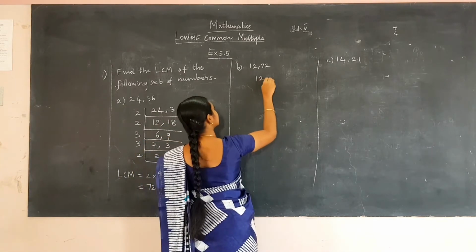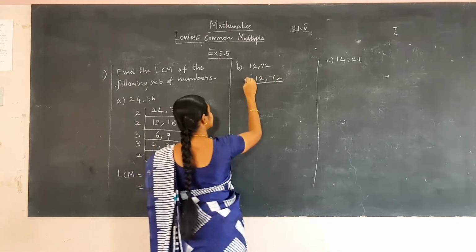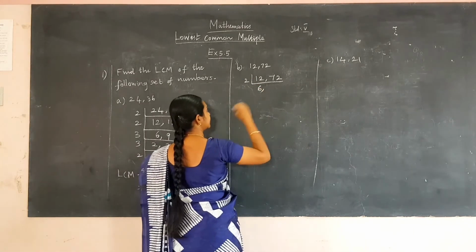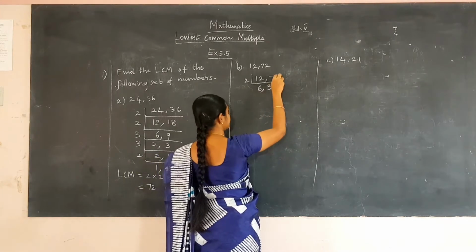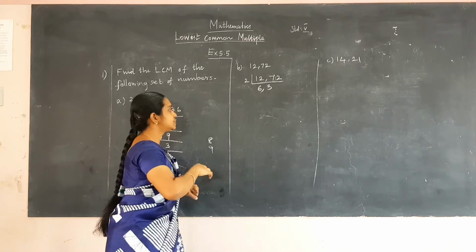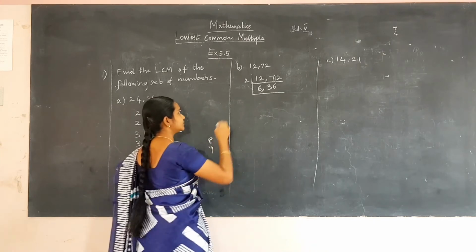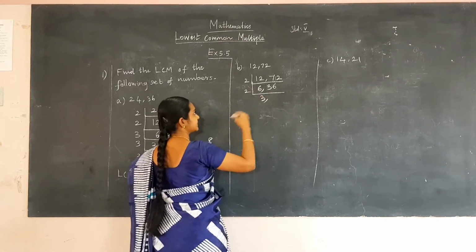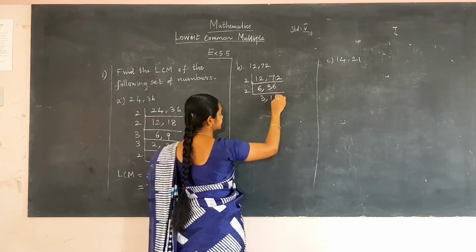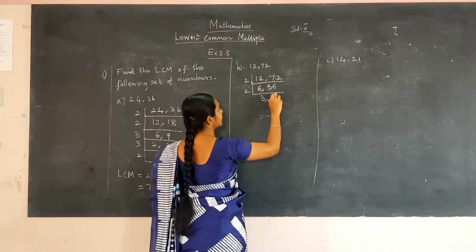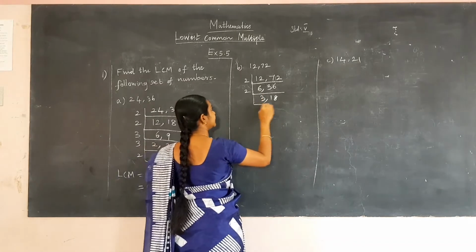Next we are going to find for 12 and 72. Divide it with 2. 6 into 2 is 12. Take the first number 7. 3 into 2 is 6. We have remaining 1. So the number is 12. 6 2s are 12. Again divide it with number 2. 3 into 2 is 6. Consider the first number 3. 1 2 is 2. Remaining we have 1. 8 2s are 16.